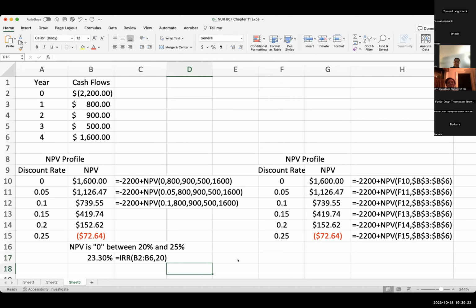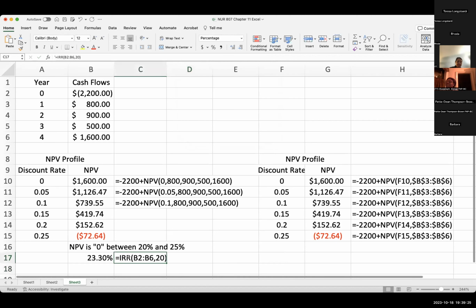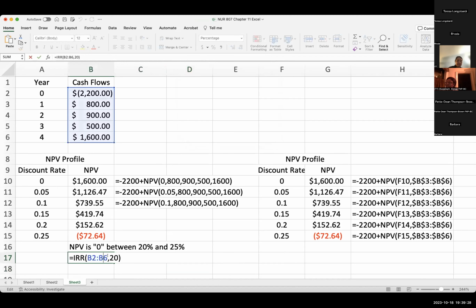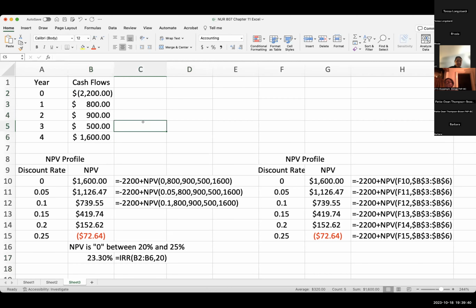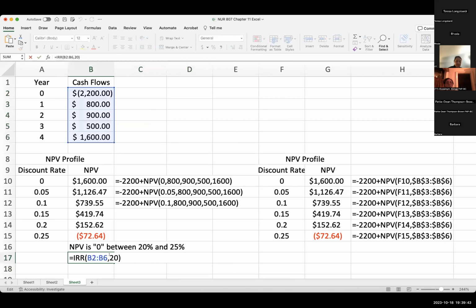So what you do is you just touch in your spreadsheet where you put your table values, you touch them and the formula will pick them up. So let's start all over. I put IRR bracket, then I touch all of them, comma, and 20%. Just put 20.